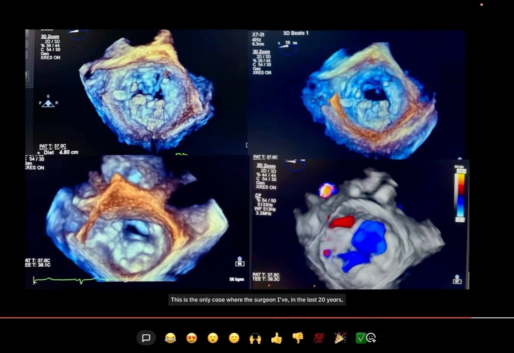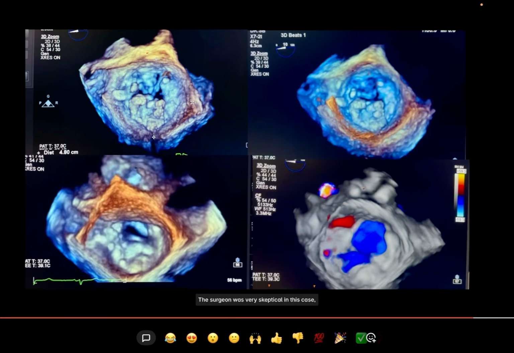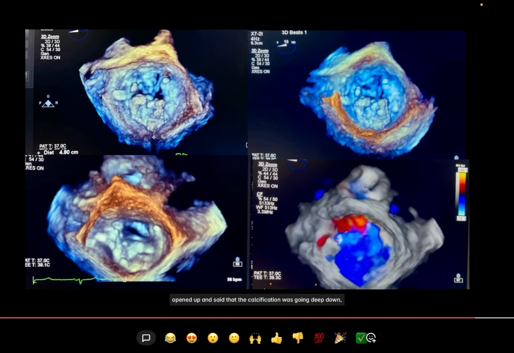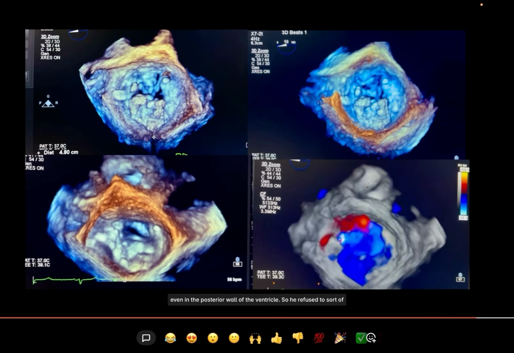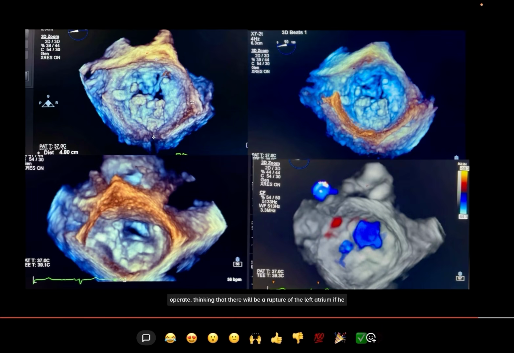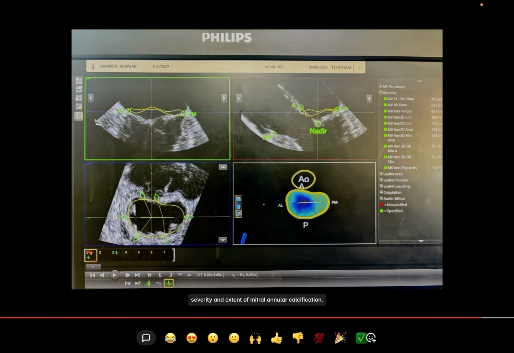This is the only case in the last 20 years where the surgeon opened up and I've never seen a mitral valve so calcified. The surgeon was very skeptical, and said that the calcification was going deep down, even into the posterior wall of the ventricle. So he refused to operate, thinking that there would be a rupture of the left atrium if he did. So the lesson is that 3D does a fantastic job in identifying the severity and extent of mitral annular calcification.